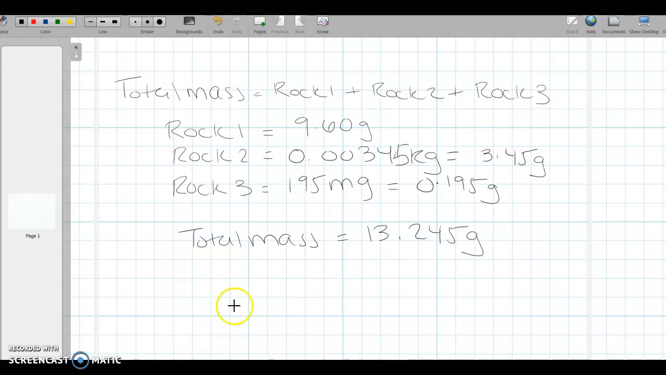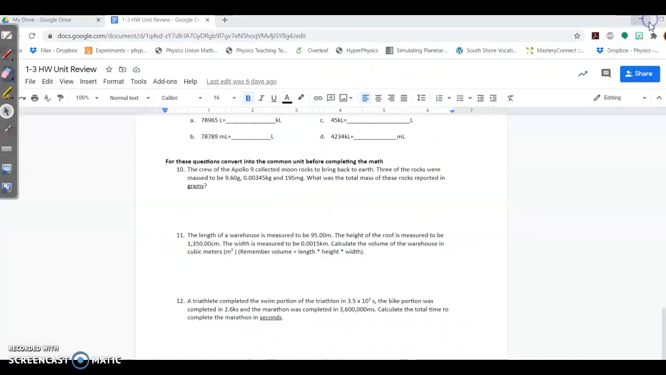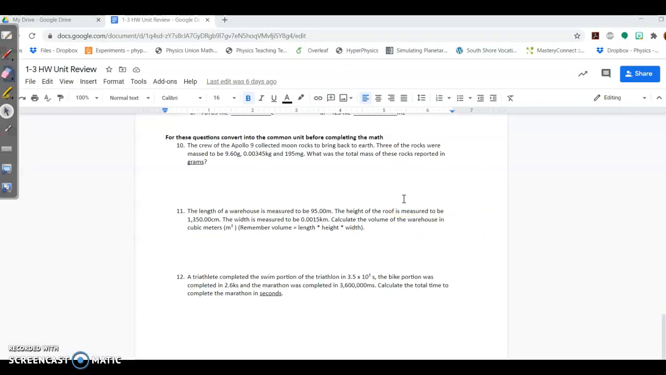All right, well, let's go back to our homework. Number 11. The length of a warehouse is measured to be 95 meters. The height of the roof is measured to be 1,350 centimeters. The width is measured to be 0.0015 kilometers. Calculate the volume of the warehouse in cubic meters or meters cubed. Remember, volume is equal to length times height times width.